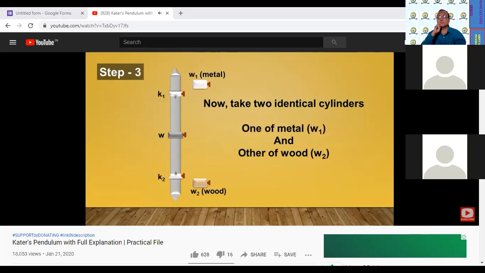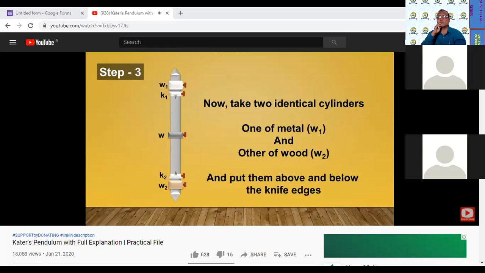Now, we have moved to step 3. In this step, you have two identical cylinders. One is made up of metal and the other is made up of wood. So, you put them on the rod as well, and you can see their arrangements in the figure.